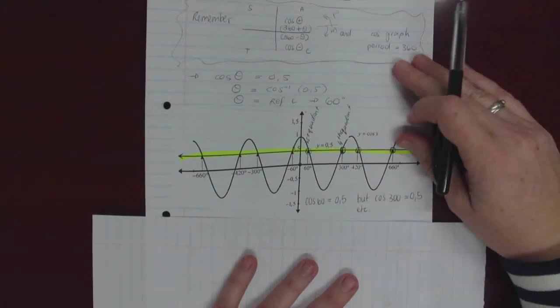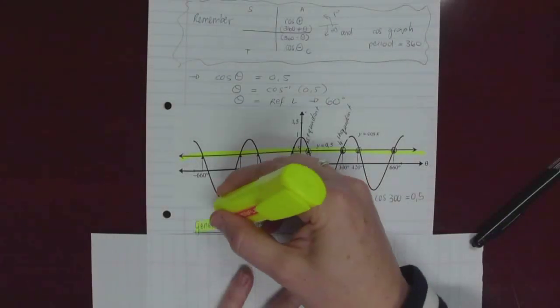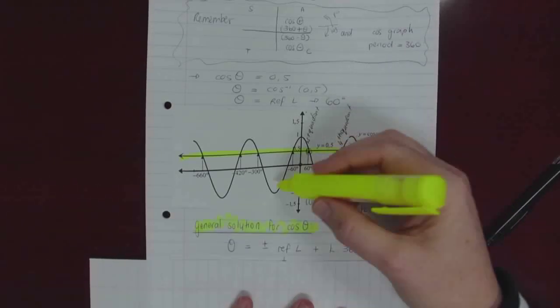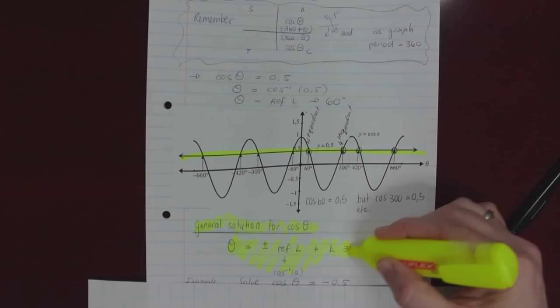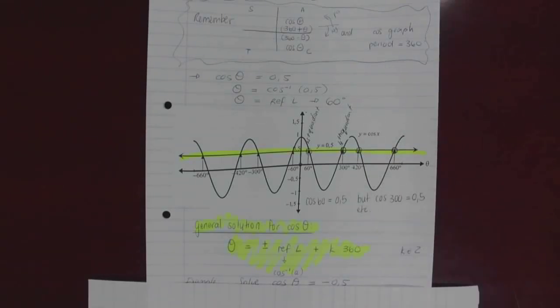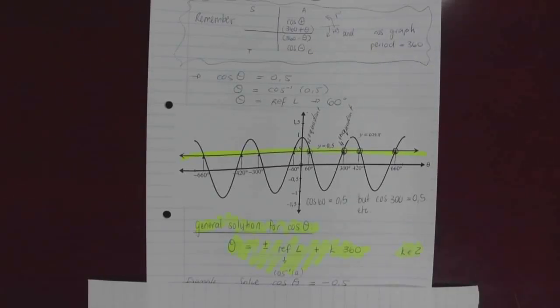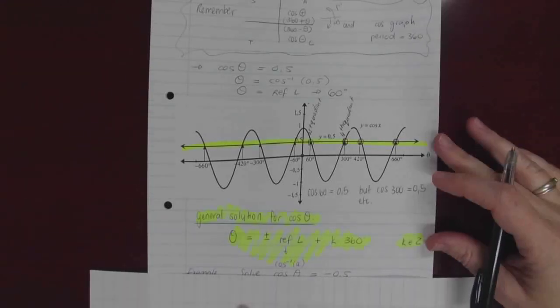So how do I know? The moment I ask you to write down the general solution for cos, what do you write down? Cos is plus or minus the reference angle plus k times 360. The moment I write down k times 360, I need to write down k as part of the integers.